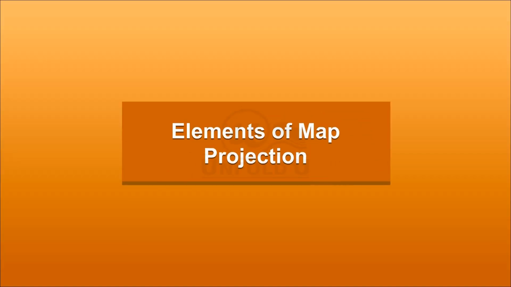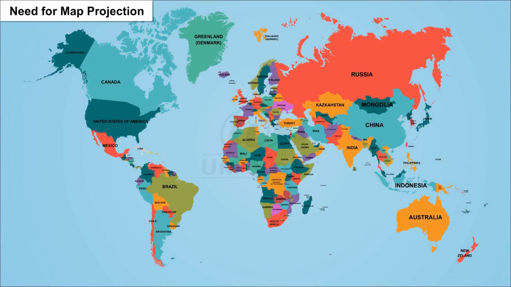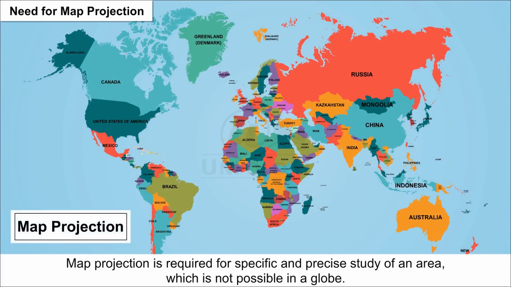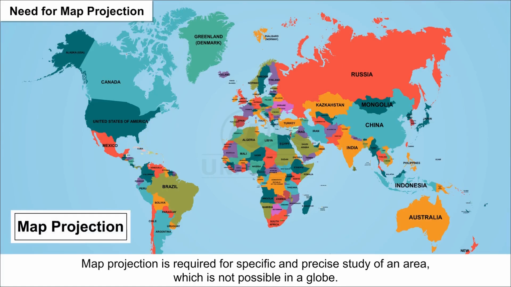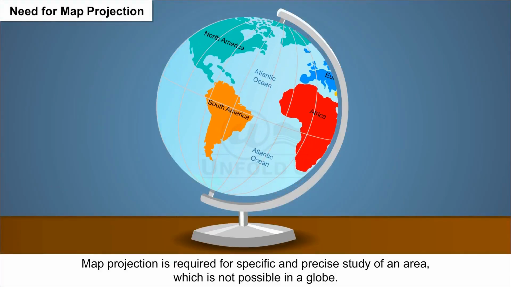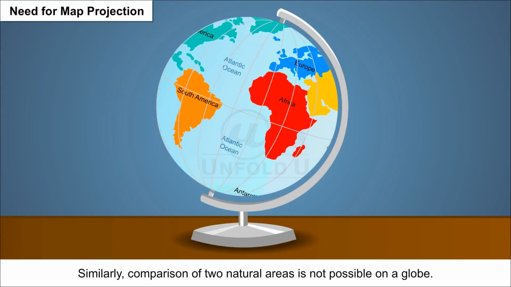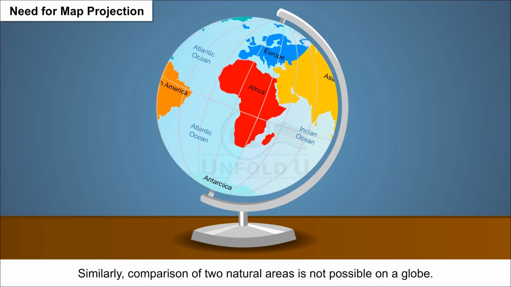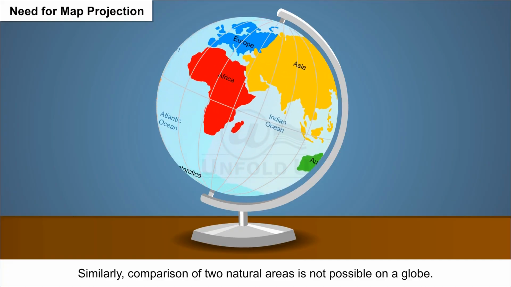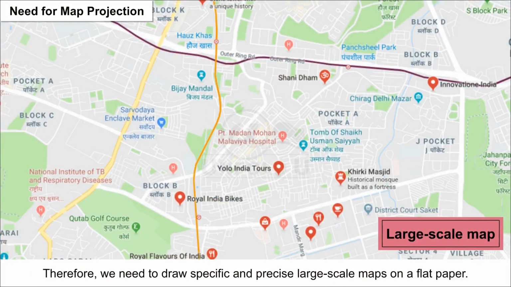Elements of map projection. Need for map projection. Map projection is required for specific and precise study of an area, which is not possible in a globe. Similarly, comparison of two natural areas is not possible on a globe. Therefore, we need to draw specific and precise large-scale maps on flat paper.